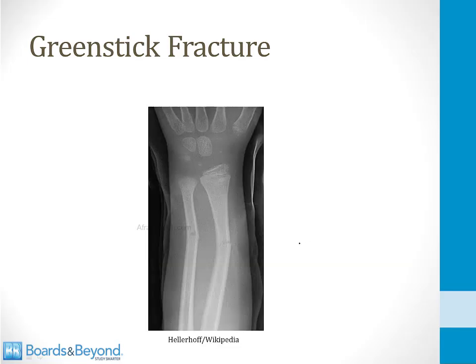Here's an example of a greenstick fracture shown on the screen here. You can see that the radius bone is bent and that this fracture does not completely extend through the bone, but part of the bone is still attached on the side, and that's what causes it to have this bent formation. That's called a greenstick fracture, a classic incomplete fracture seen in children.